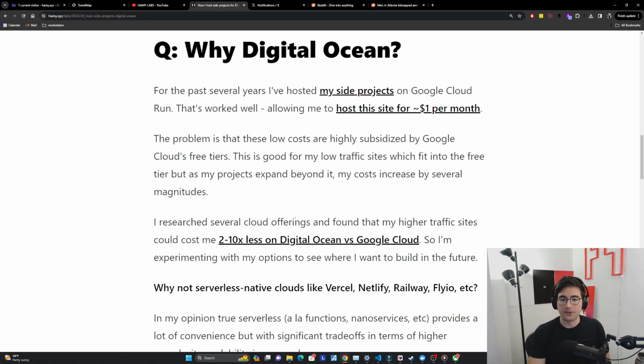I looked around and researched several cloud offerings and started comparing their costs. And I found that my higher traffic sites would cost me anywhere between 2 to 10x less on DigitalOcean versus Google Cloud for the same compute offerings. So I'm experimenting with my options to see where I want to build in the future, because if you can lower costs there, then that means you don't need as much revenue, et cetera. I'm experimenting with DigitalOcean. I really like it. I'm moving in that direction, but it's not to say I've given up on Google Cloud or any of these other clouds that I've used in the past. This is just the direction I'm going in.